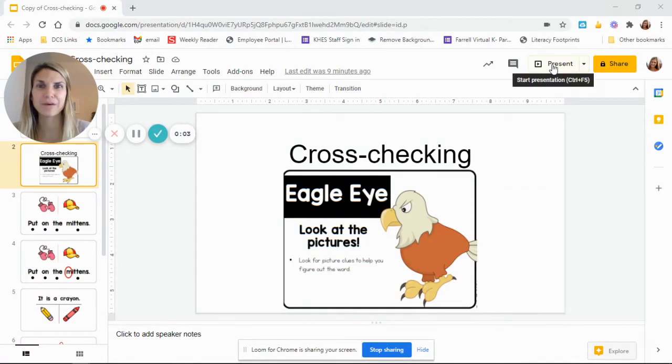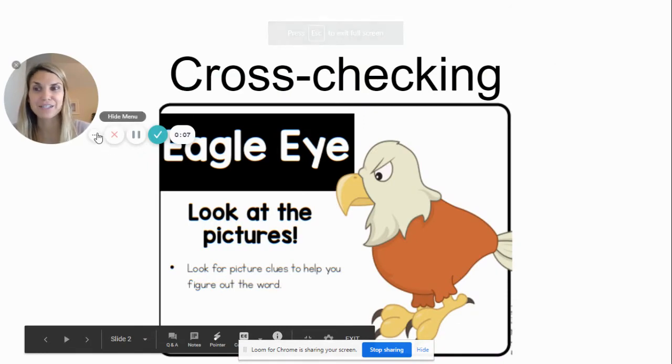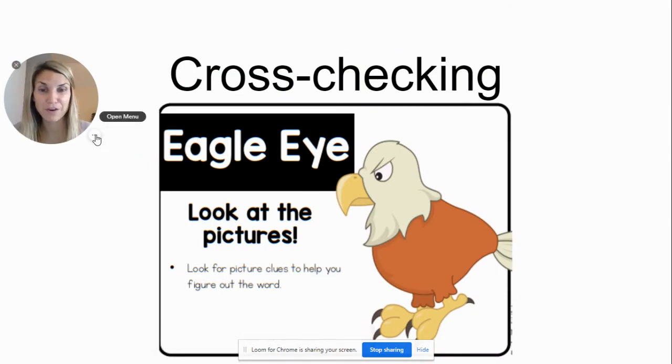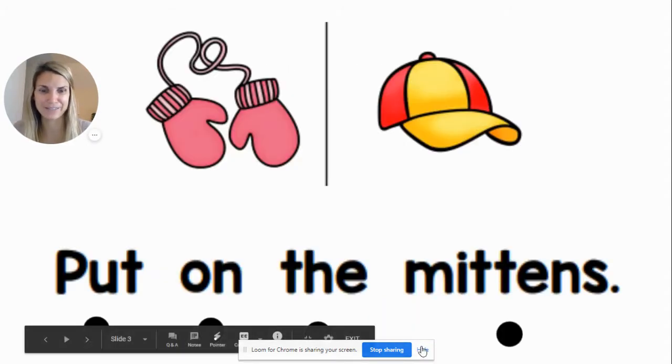We have been talking a lot about that word, cross-checking. So what I wanted to do was just do a quick review. Remember, cross-checking means to use our eagle eyes to look at the pictures and then cross-check it with the word to make sure it makes sense. So let's take a peek at what this sentence says.